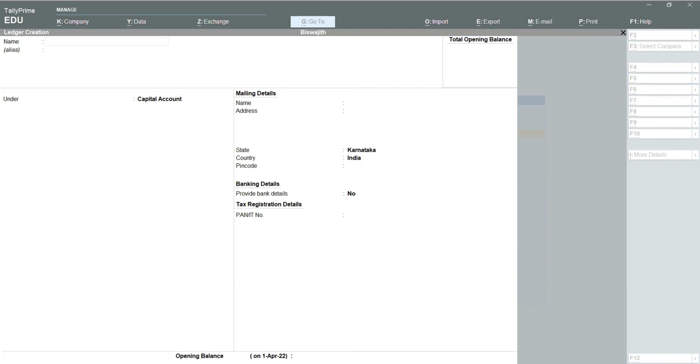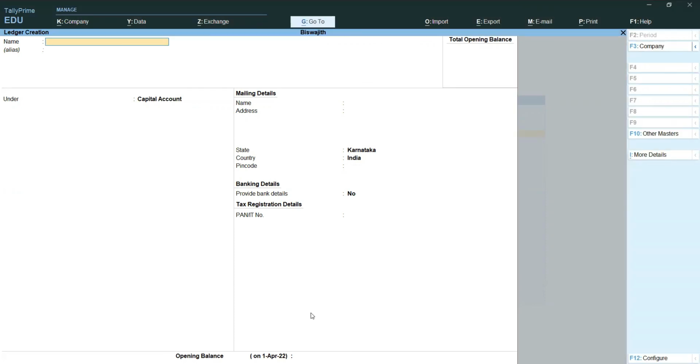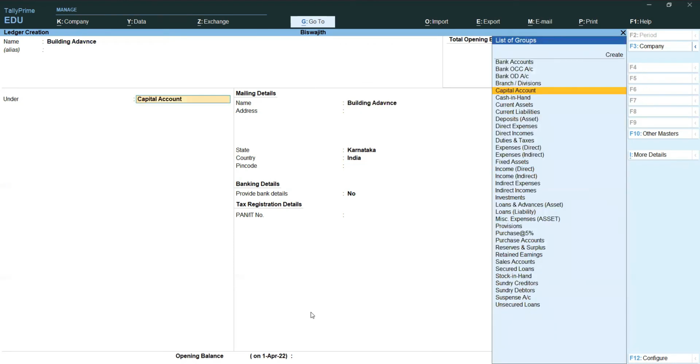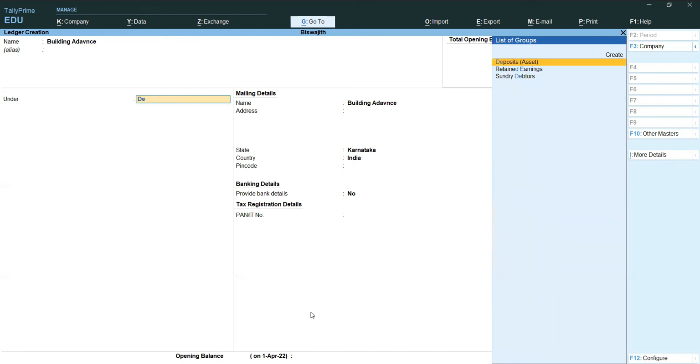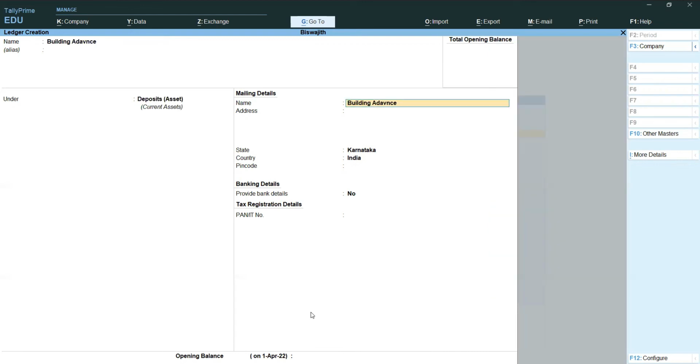Next example, paid building advance rupees 20,000 by cash. So now I am creating the building advance ledger. Same like this, in your company, whatever transactions you are doing, depending on that we want to create ledgers. It comes under building and advances. The advance amount we are paying, it gets back to us. So I am taking it under building and advances, which actually comes under deposits and assets.